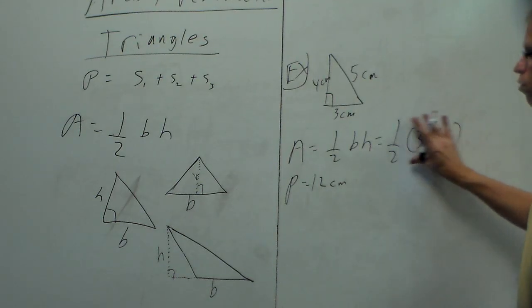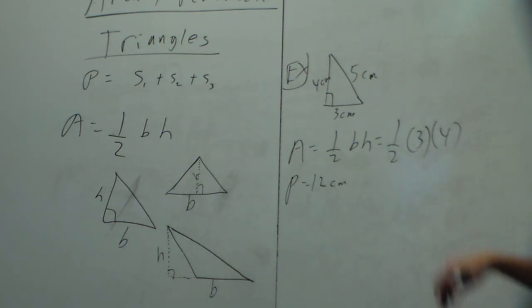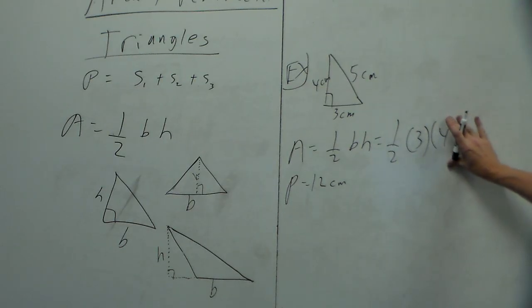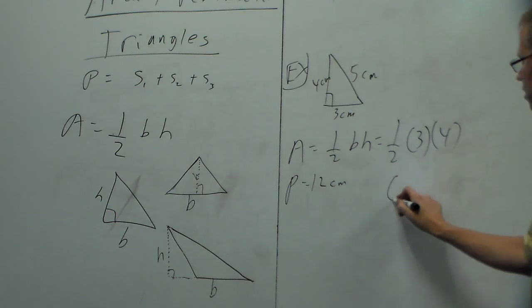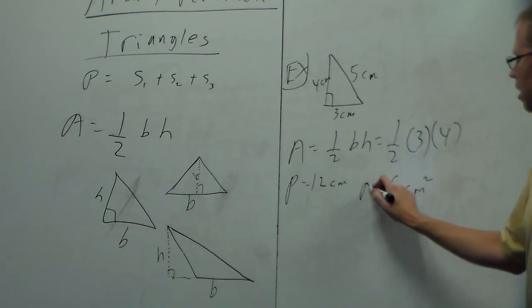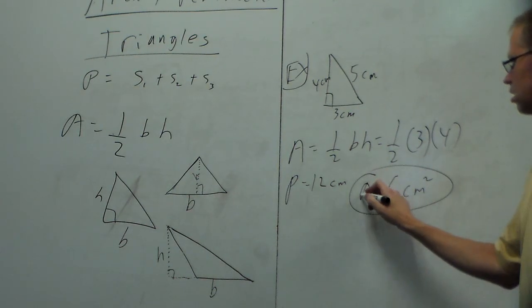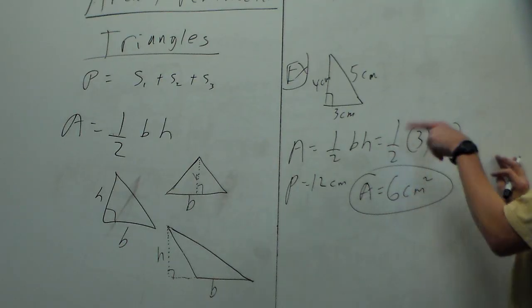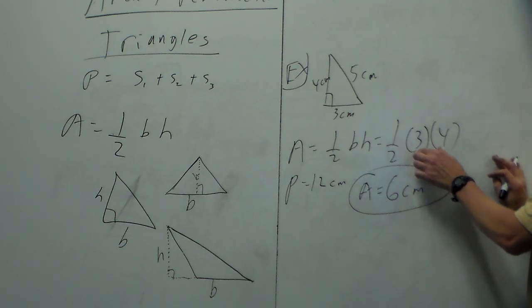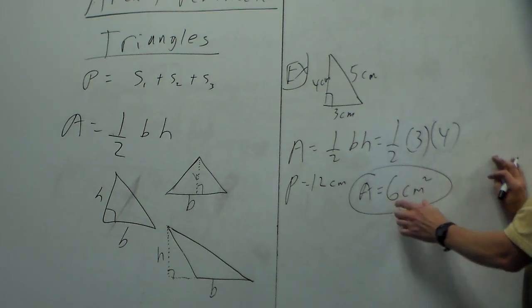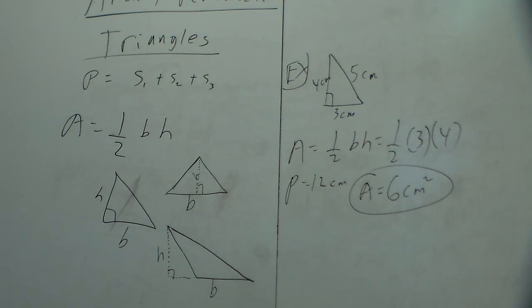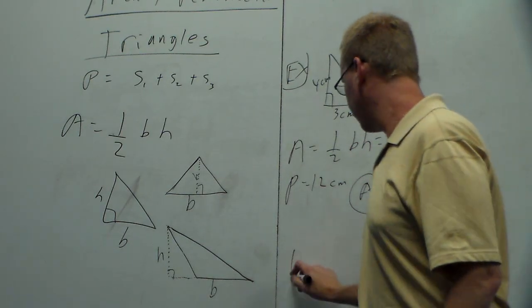I'm going to do this. I like to take half of one of these numbers and then multiply. Makes my life easier. I'm going to take half of 4 because it's an even number. Half of 4 is 2. 2 times 3 is 6. And that's your area. Let's see if it works if I did it another way. 3 times 4 is 12. Half of 12 is 6. So it doesn't matter how you do it. Let's do one more example here.